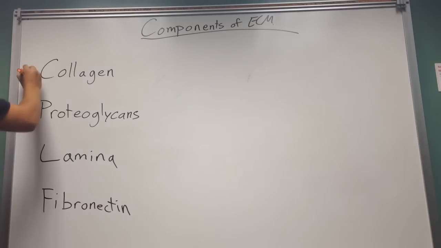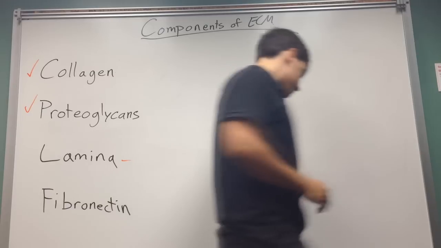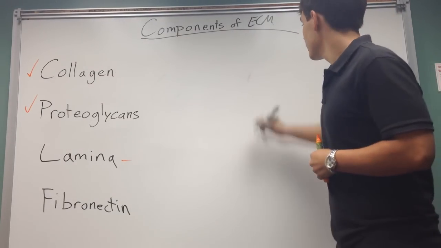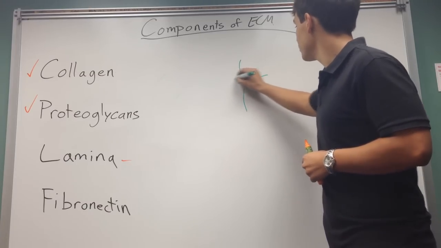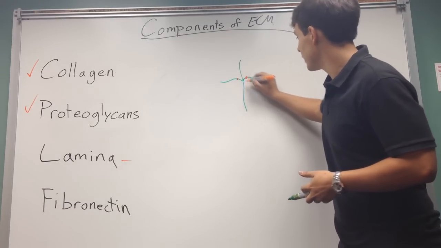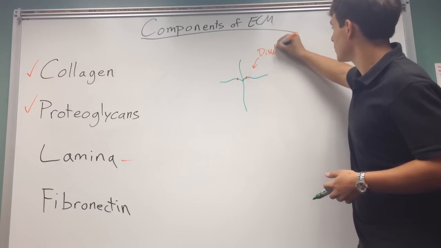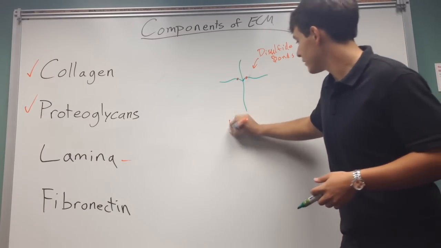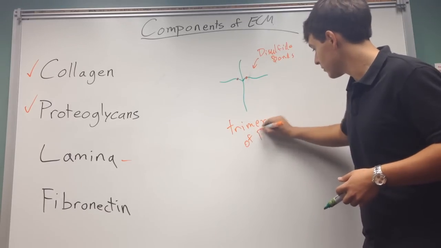So, collagen, check. Proteoglycans, check. Laminin. So, laminin is a trimeric polypeptide as well, and it looks like a cross. So you have one large protein with two smaller attached proteins, and they're all attached via disulfide bonds. That's not too important, don't worry about it, but it's a trimer protein.